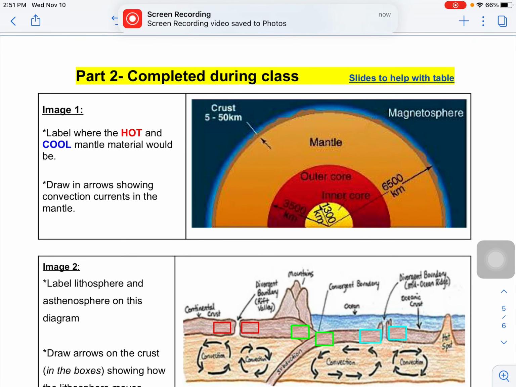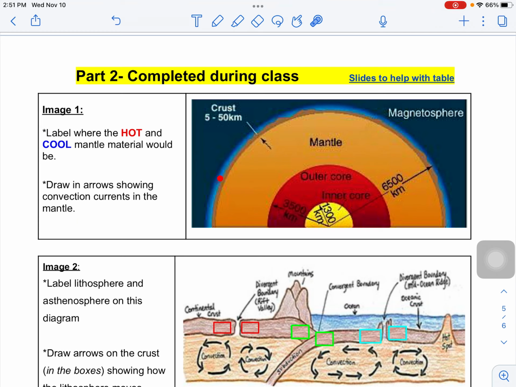Hey everybody, I'm going to take you through the first couple examples here in part 2. First thing we're going to look at is, it says label where hot and cool mantle material would be. Draw an arrow showing convection currents in the mantle.